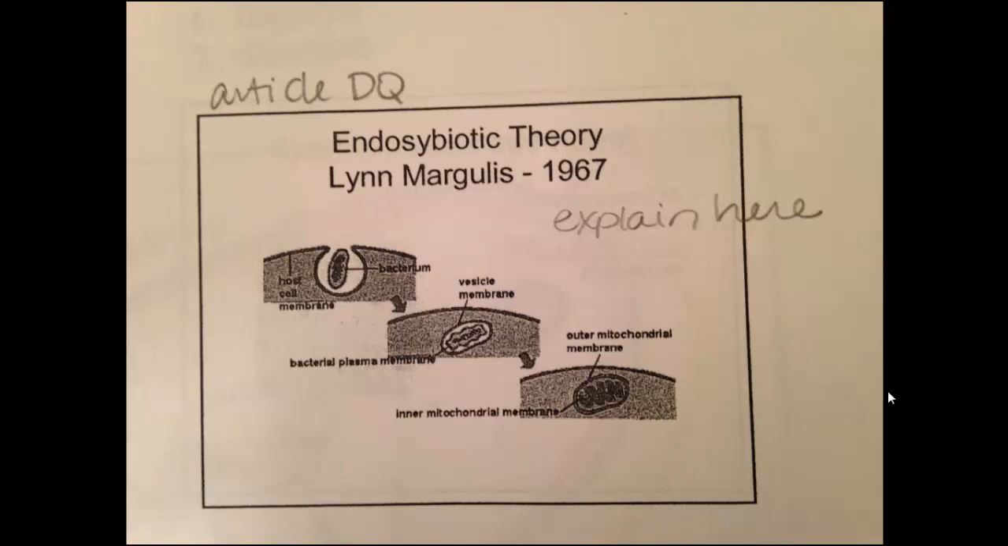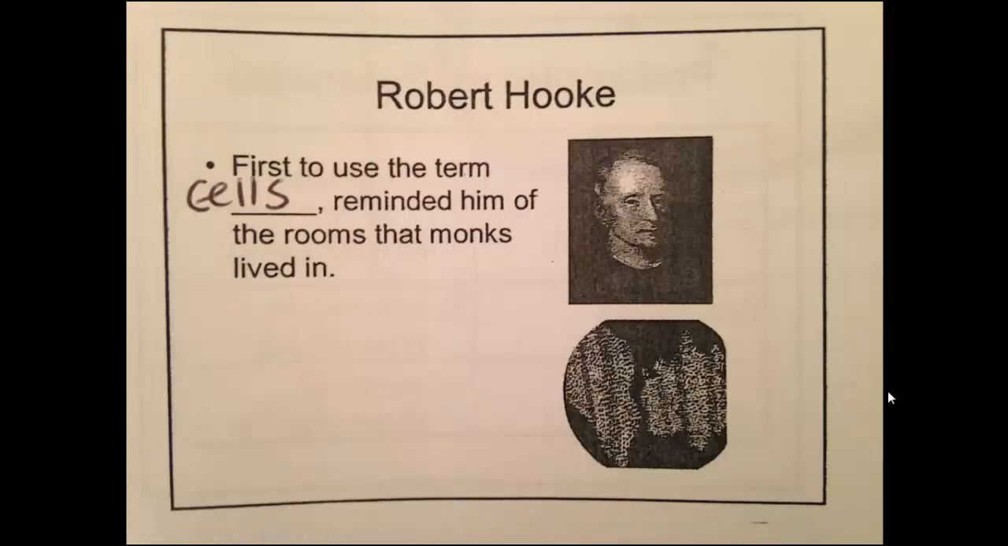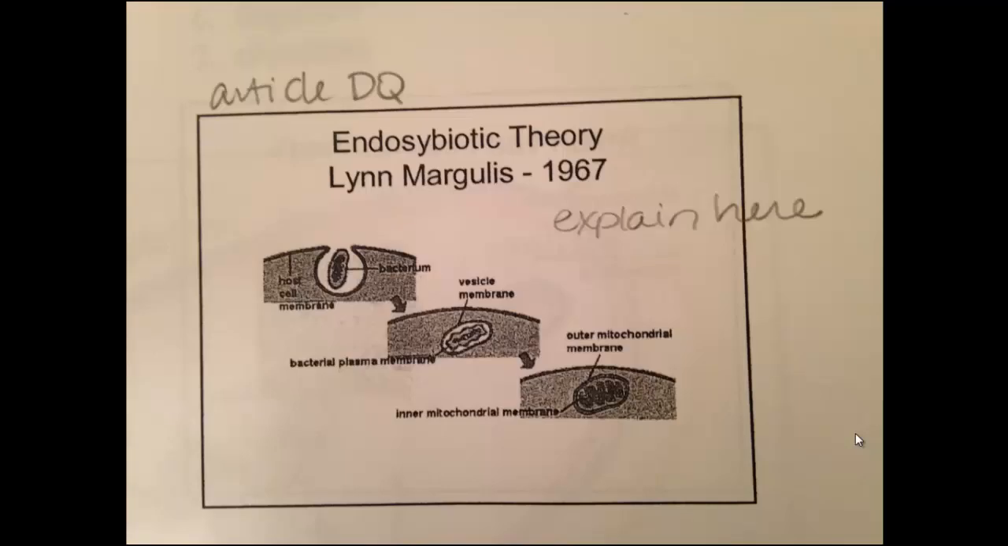Okay, so these are the notes that we're going over. The first part of this slide was the endosymbiotic theory. This was the article that you guys read. Basically, what it's talking about is that the chloroplast and the mitochondria were their own parts of the cell, and they lived outside of the cell.